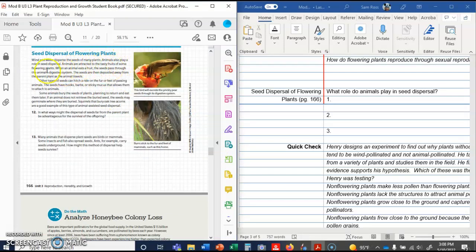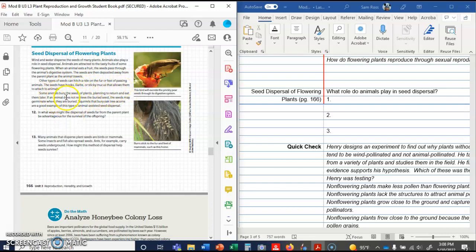Animals are attracted to the tasty fruits of some flowering plants. So animals can eat the fruit and the seeds pass through the digestive system. That's one way. Another way is that the seed gets caught on the feet or the fur of an animal as the animal's traveling by.